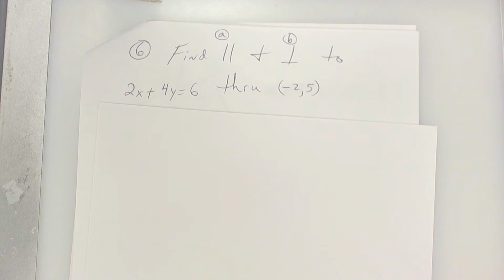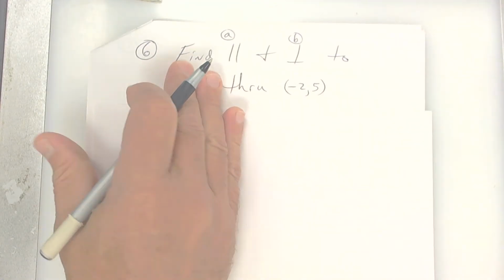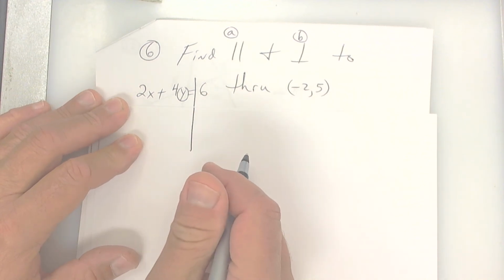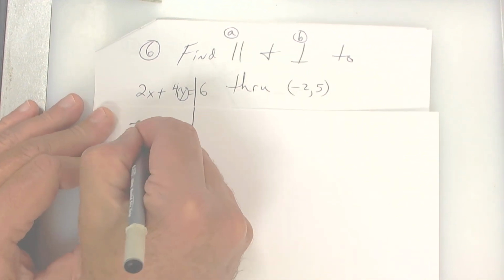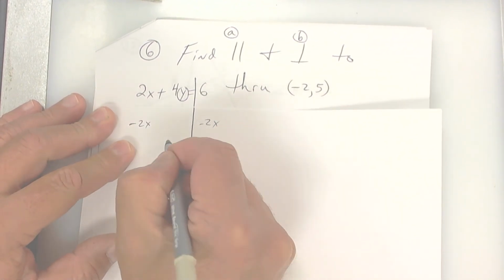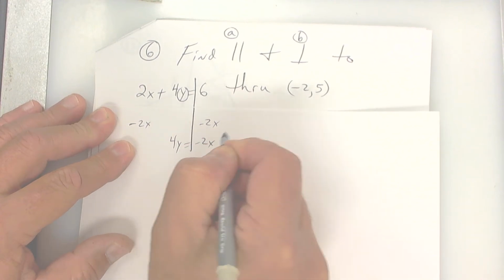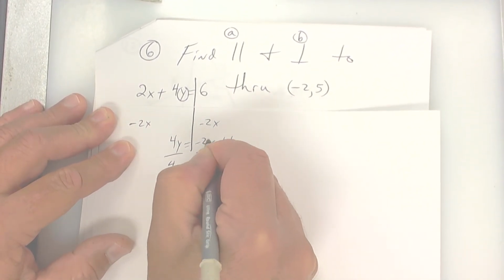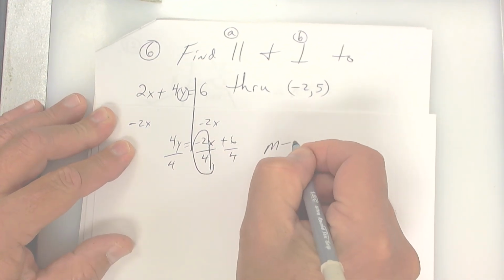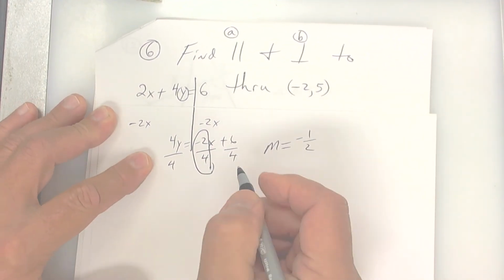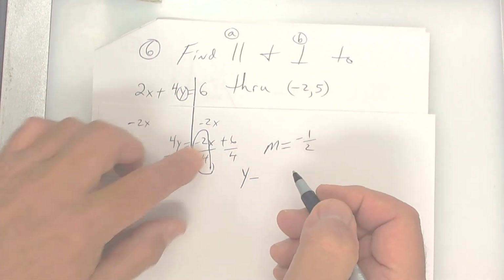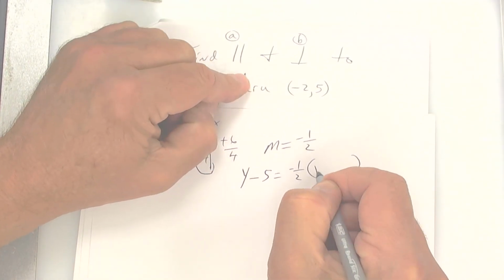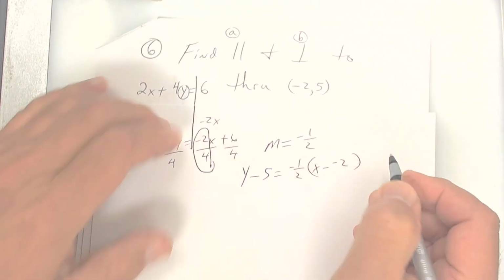So to do parallel, you use the same slope. So you got to get y by itself. So circle this, and let's get y by itself. So it's going to be subtract 2x, divide by 4. So your slope is a negative 1/2. So parallel is going to be y minus your y equals your slope, and then x minus your x.